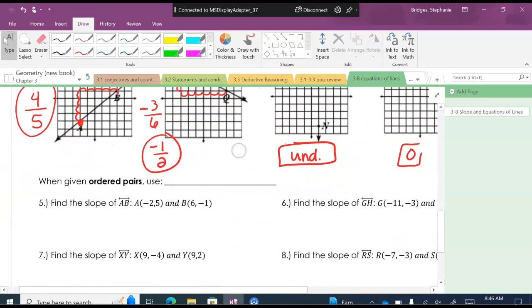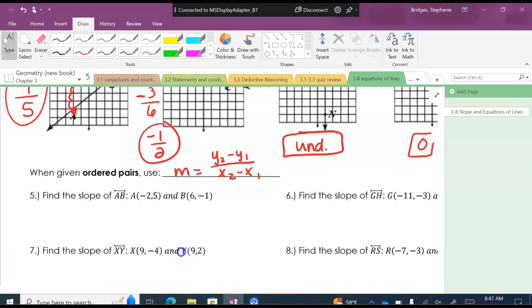All right. Now we're going to use our ordered pairs. And again, the formula we talked about that's up on the board is m equals y2 minus y1 over x2 minus x1. We're going to start with number 5. It says find the slope of line AB. A is at -2, 5. B is at 6, -1.